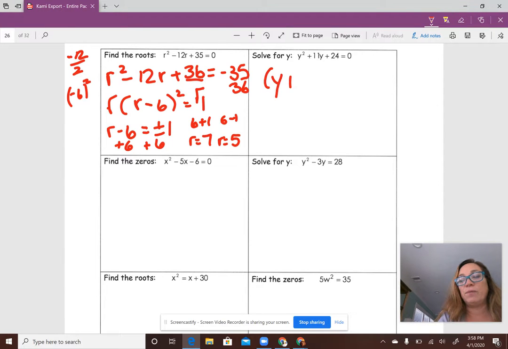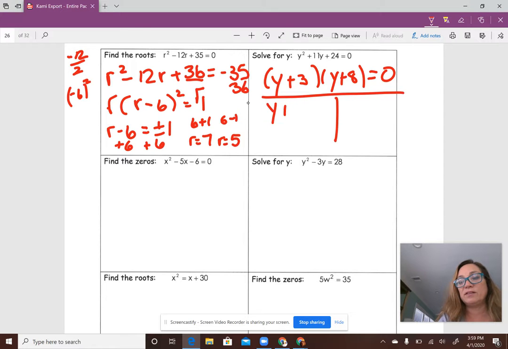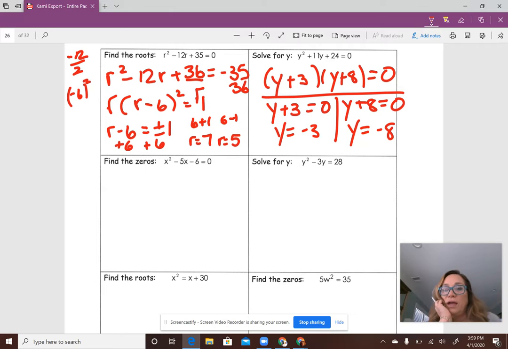Pretty simple. y plus 3, y plus 8 equals 0. Set those factors equal to 0, so I get y equals negative 3. And set that factor equal to 0, I get y equals negative 8. Okay, factoring for most of us is the easiest, but if you don't like factoring, you can do everything by completing the square or by the quadratic formula. You can't do everything by factoring.